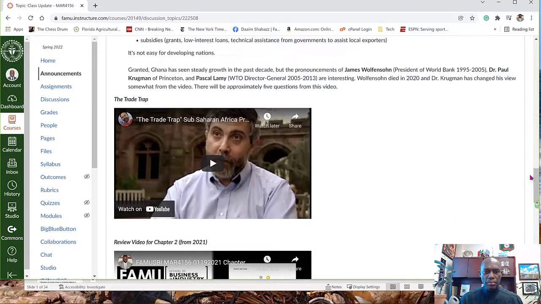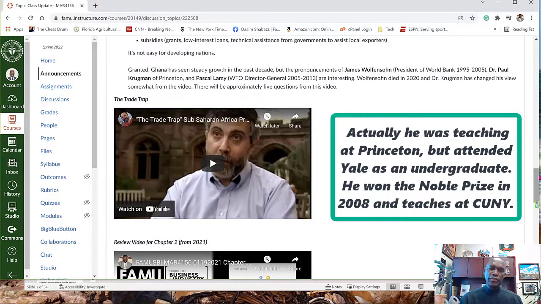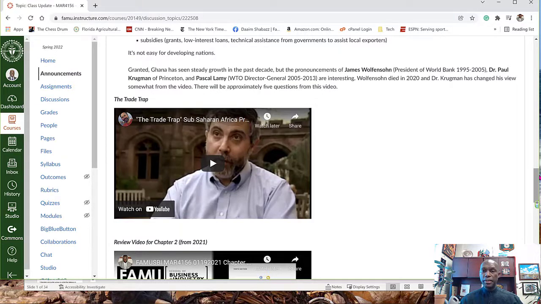This is it here. That is Dr. Paul Krugman, who at this time, I believe he was at Yale University. And so they were interviewing him of what he thought about globalization. He had been a longtime advocate of globalization. Since this video, he has changed his views somewhat, still pro globalization, but in a bit more nuanced way. But this is a very interesting video to watch, and you will get a chance to see some of the challenges that not only countries like Ghana face, but other developing countries around the world.